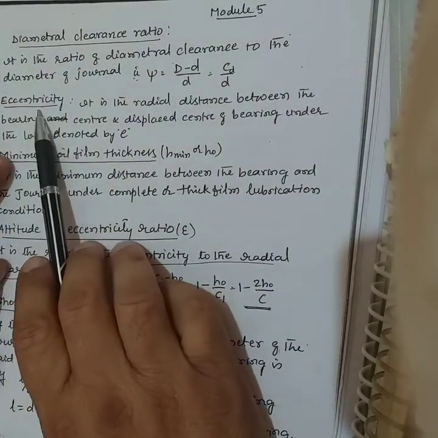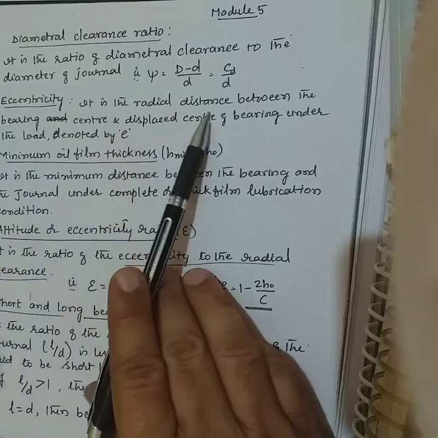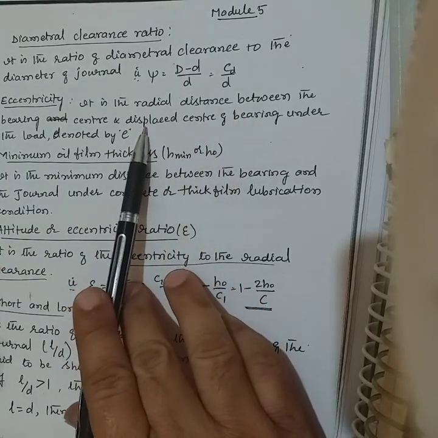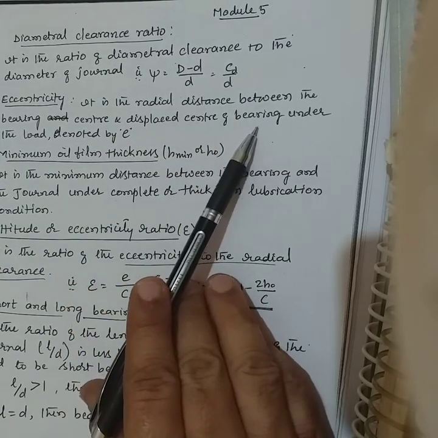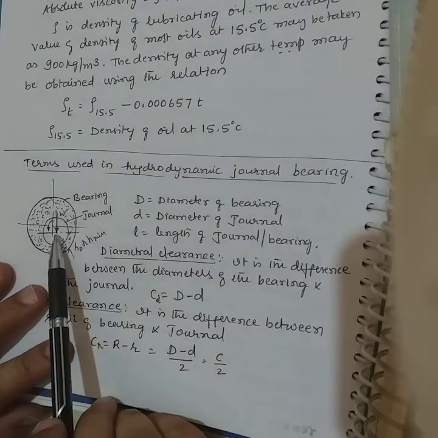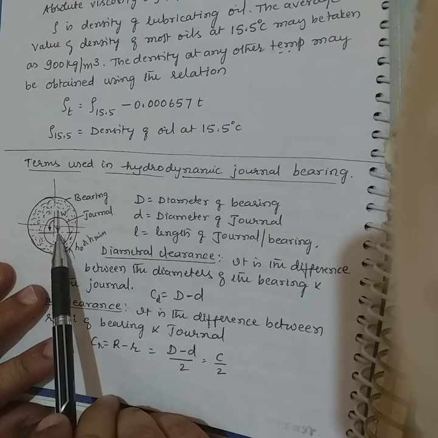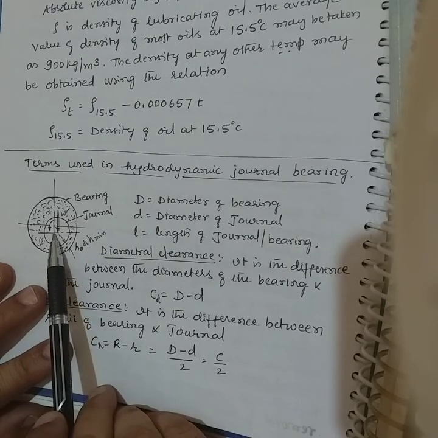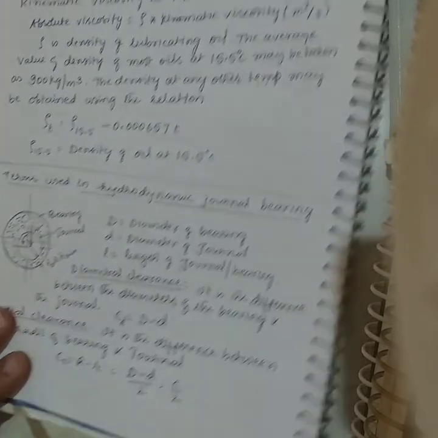Then let's look at the eccentricity. It is the radial distance between the bearing center and the displaced center of the journal under the load, denoted by e. That is, during operation, the center of the journal is different from the center of the bearing. So the difference between these two centers is called the eccentricity.